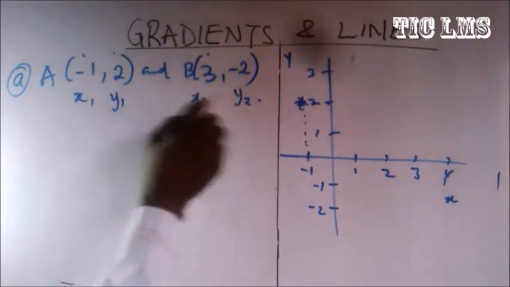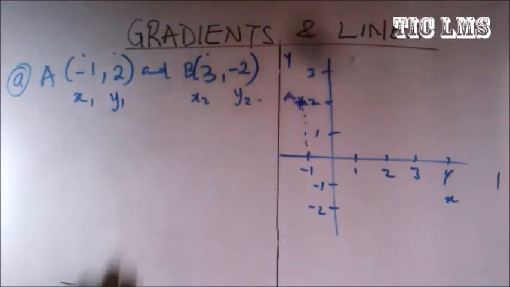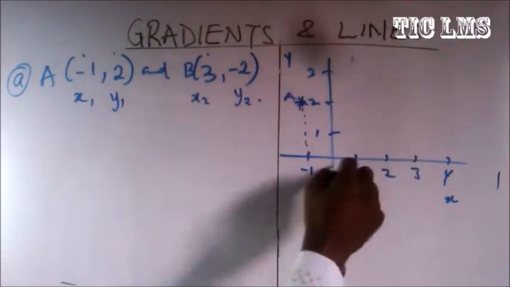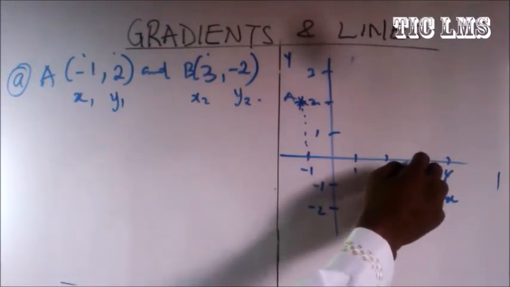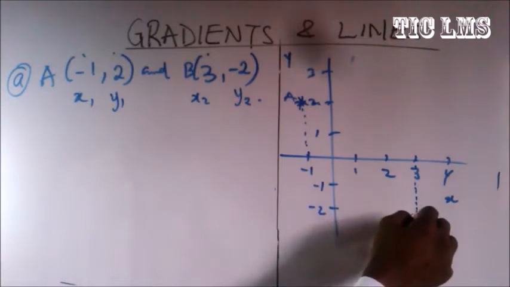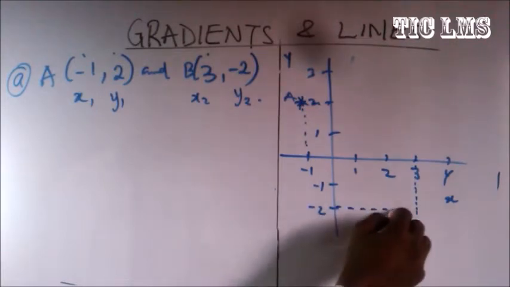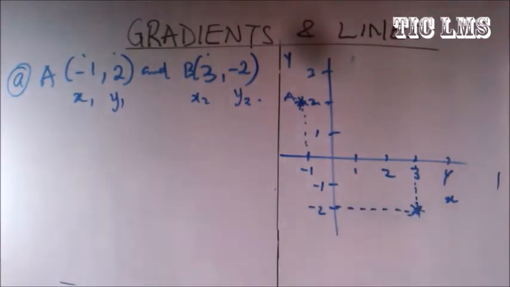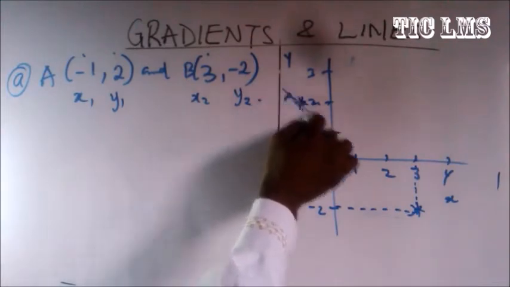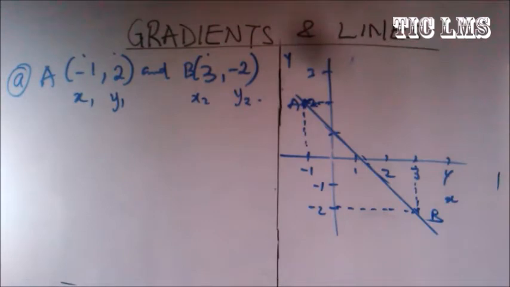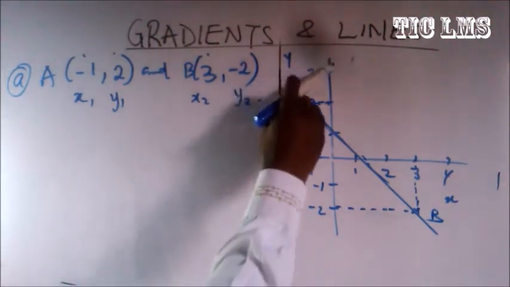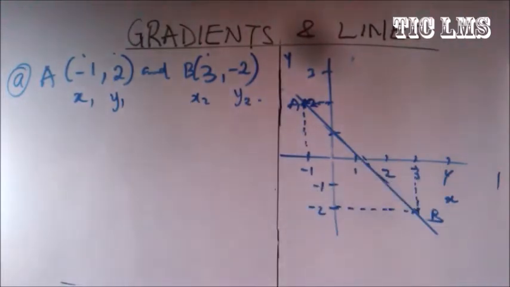And then B, so this is point A. Now point B, we have 3 on the x-axis. So here is 3 on the x-axis. And then -2 on the y-axis. So -2 is over here. And so we'll trace it. So we'll join the two points. So here is A and here is point B. Alright, so with this, we're going to have a negative because here there's a decrease in the y and there's an increase in the x.